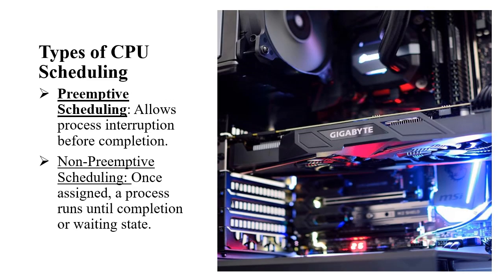Next, types of CPU scheduling. There are two types of CPU scheduling, preemptive scheduling and non-preemptive scheduling. First, what is preemptive scheduling? The CPU can stop a process if a more important process arrives. Next, what is non-preemptive scheduling? In non-preemptive scheduling, once a process starts, it runs until it finishes or goes into the waiting state. Preemptive scheduling is better for multitasking, but it has more overhead. Non-preemptive scheduling is simpler but may cause some delays.